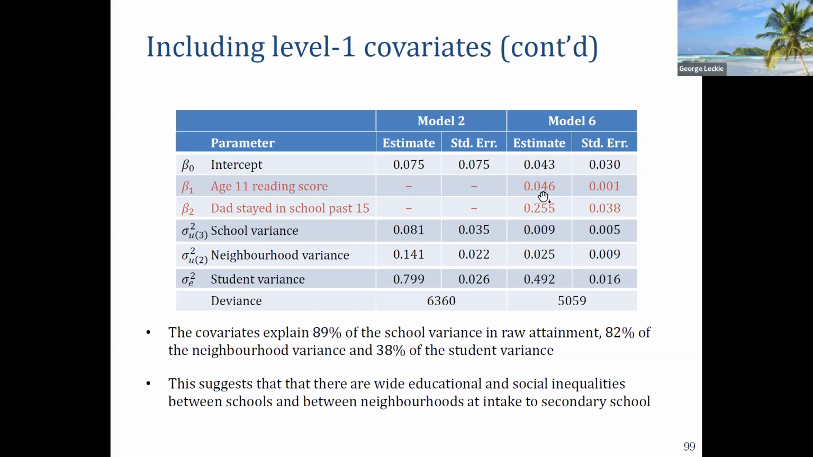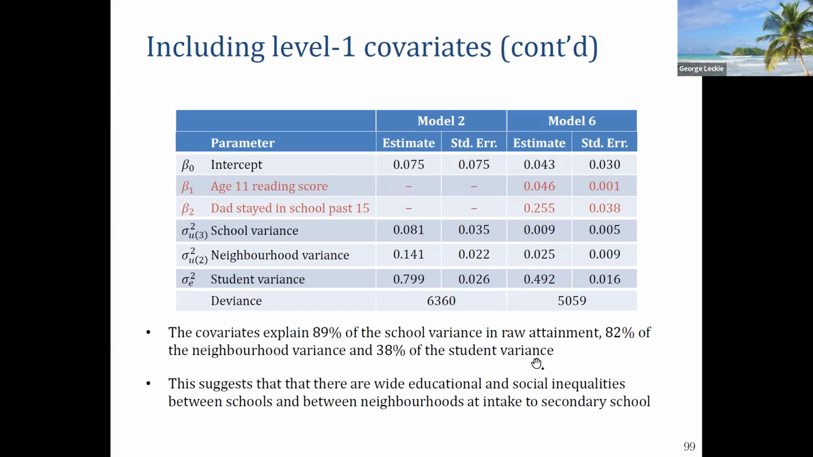It's harder to interpret the age 11 reading score, which is the year 7 reading score, because that variable was not standardized. So you'd have to do a bit of manipulation of that number to add meaning, or just standardize it before you put it into the analysis, which would be the easiest thing to do.